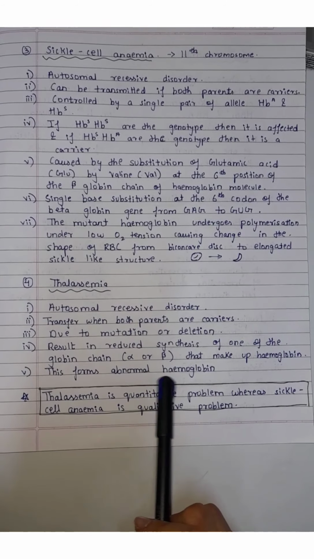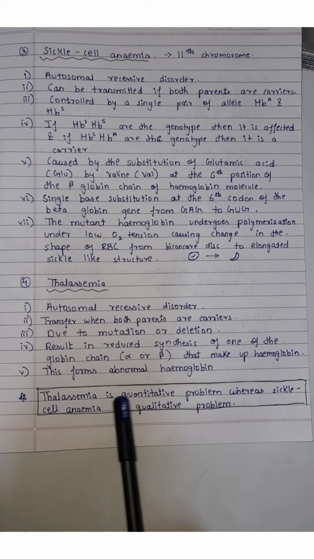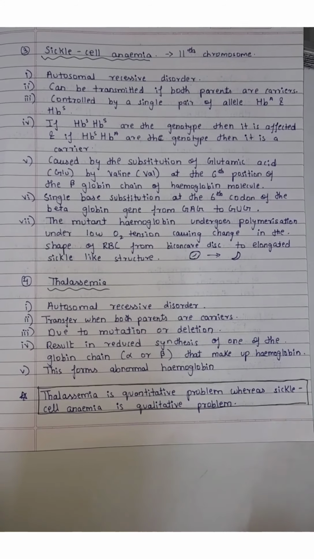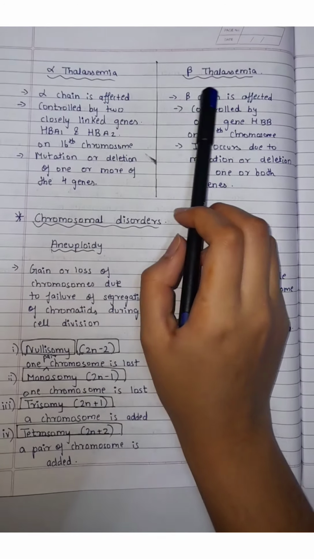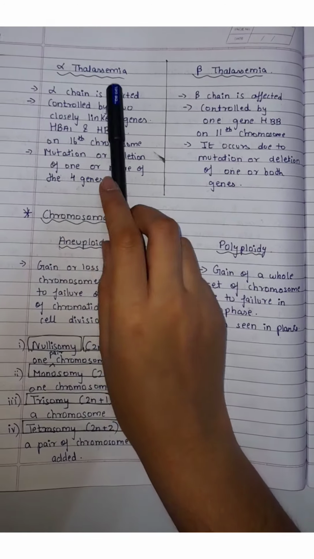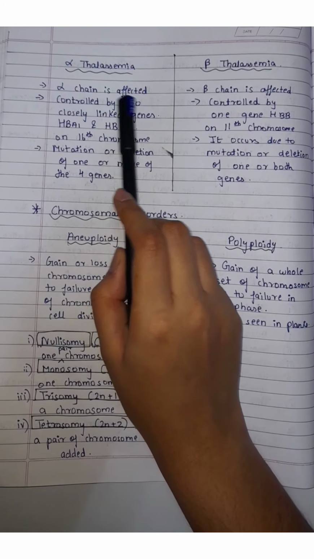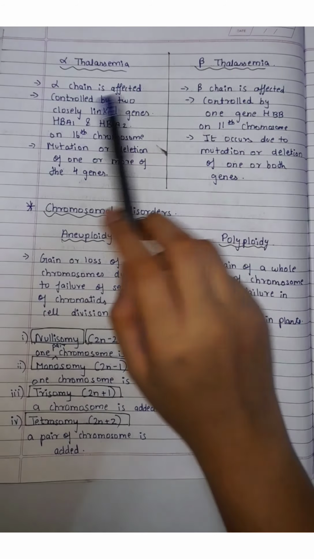This forms abnormal hemoglobin. This is the important point to be remembered, that thalassemia is a quantitative problem, whereas sickle cell anemia is a qualitative problem. Now we talk about alpha thalassemia and beta thalassemia. Alpha thalassemia occurs when the alpha chain is affected, and beta thalassemia occurs when the beta chain is affected.